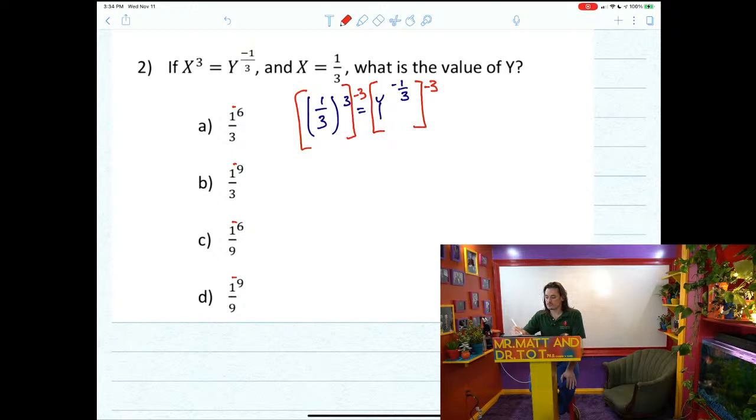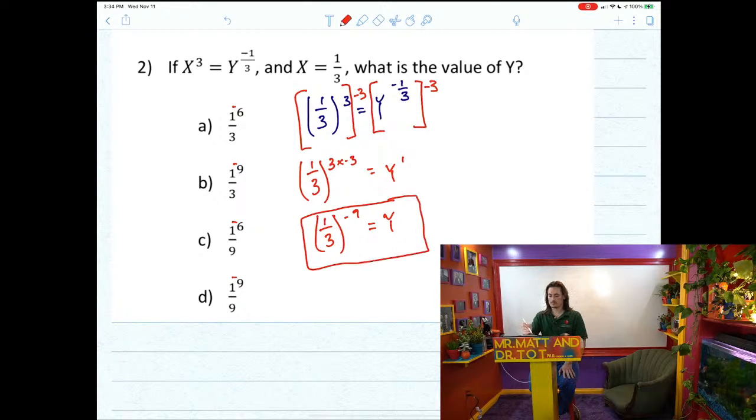So if I multiply on the right-hand side, this is going to turn into just y to the first power, which we know is just y. And then we're going to have 1/3 to the third power, quantity raised to the negative third power, which is the same thing as 1/3 raised to the 3 times negative 3 power. So that's going to be 1/3 quantity raised to the negative 9th power is equal to y. And that's answer selection B.